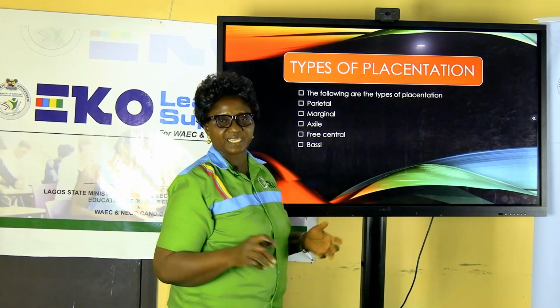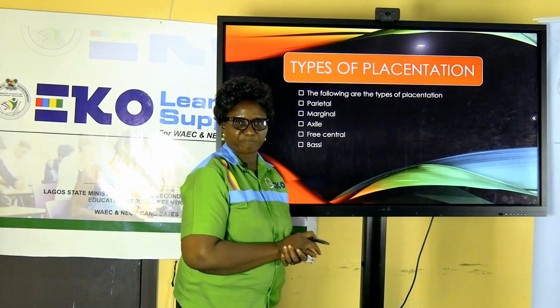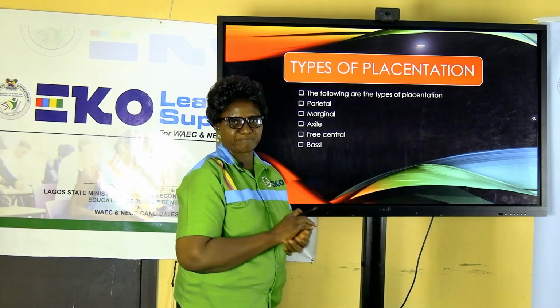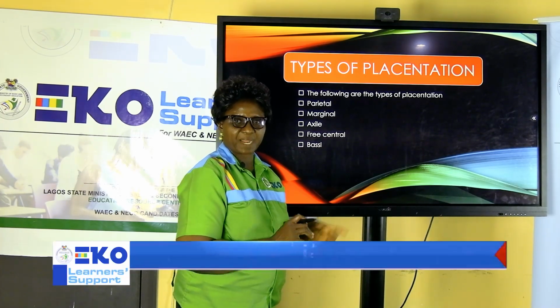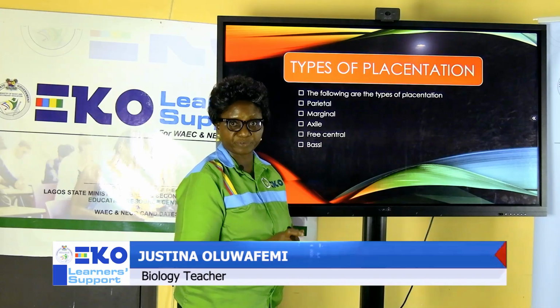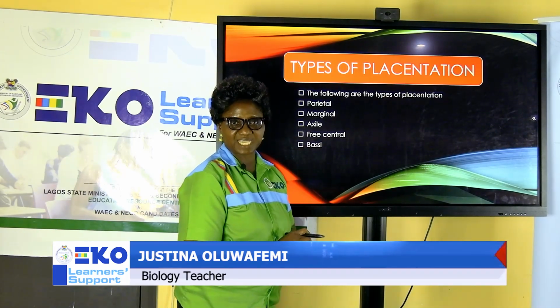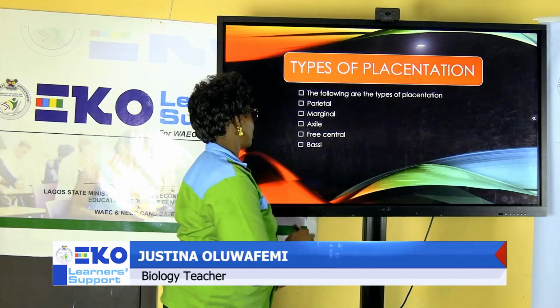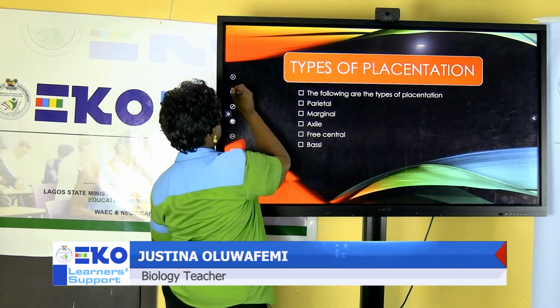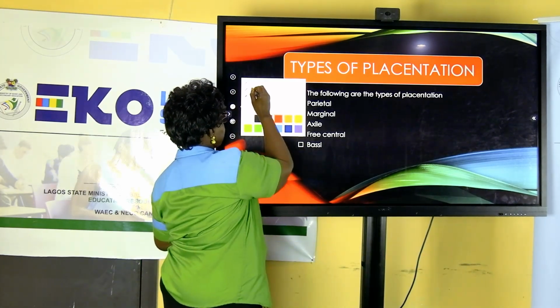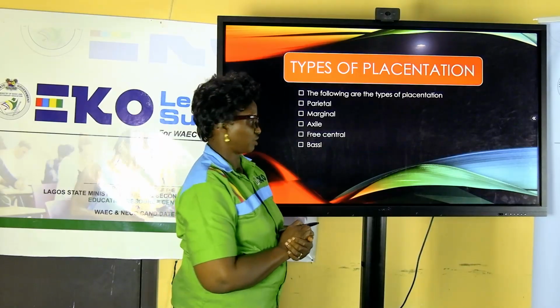We want to look at the different types of placentation. I'm sure you have mastered the definition, that placentation is the arrangement of ovules in the ovary. We have 5 different types of placentation.